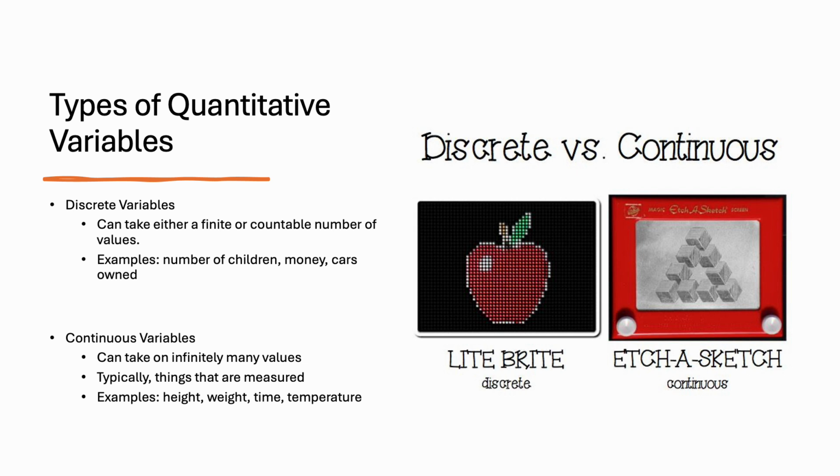So they have Lite-Brites again in the stores, which is amazing. And they also still have Etch-a-Sketches. So if you're not sure what these are, you can look them up or you can go to Target and look at them. Anywho, those are the big statistics terms that we need to know for this course. So there you go.